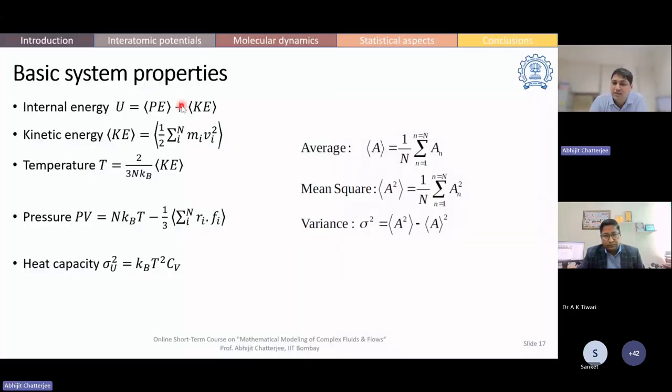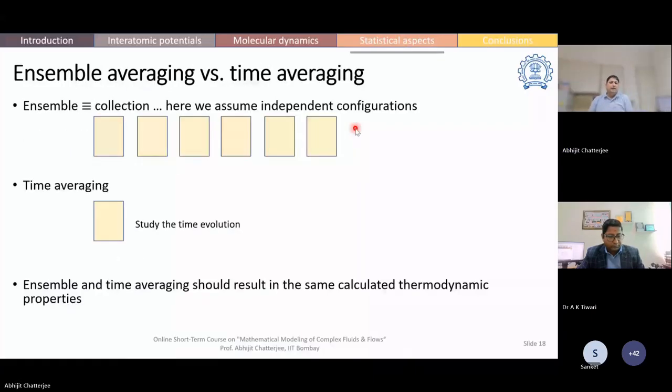The average is computed in the standard way. You have to have a number of data points. Here, the capital N refers to data points and not the number of particles. And one can also compute variances and so on. So there is a concept of averaging, like how one can do averaging.